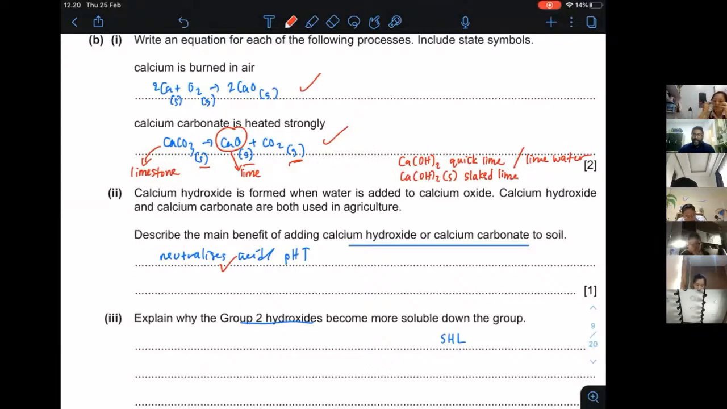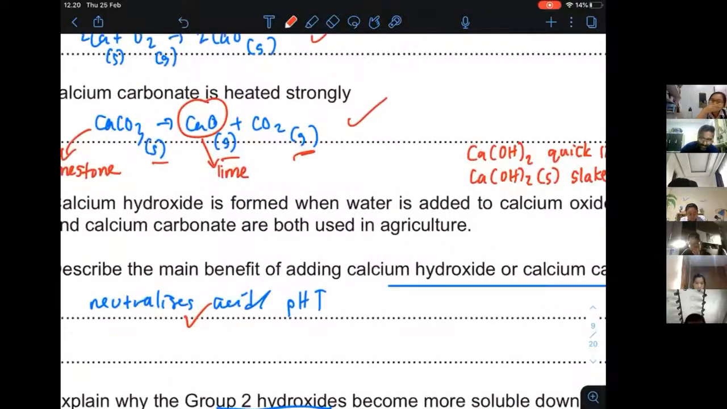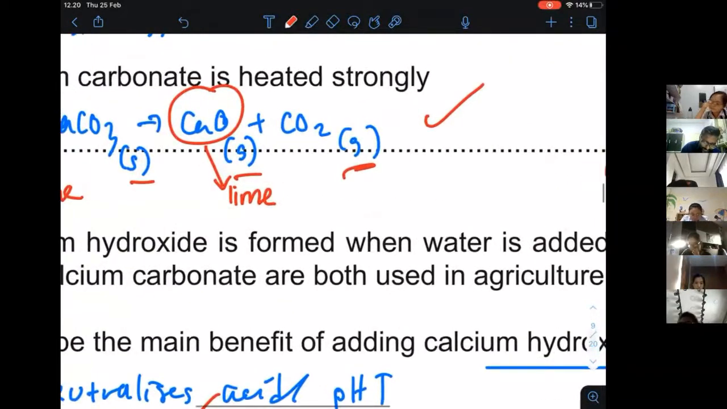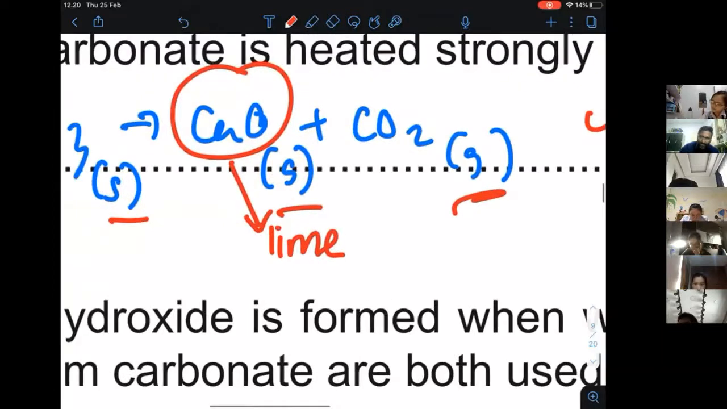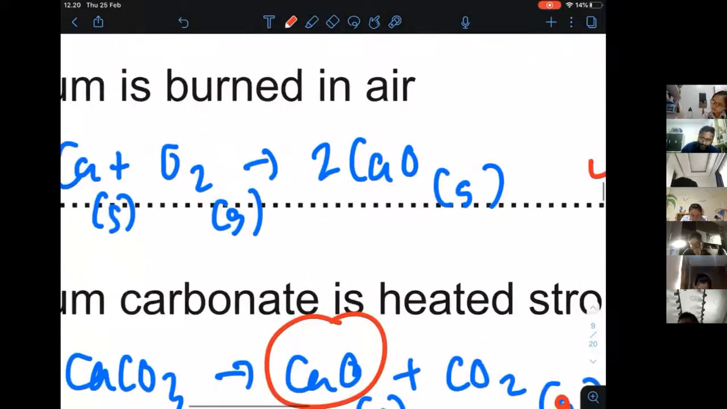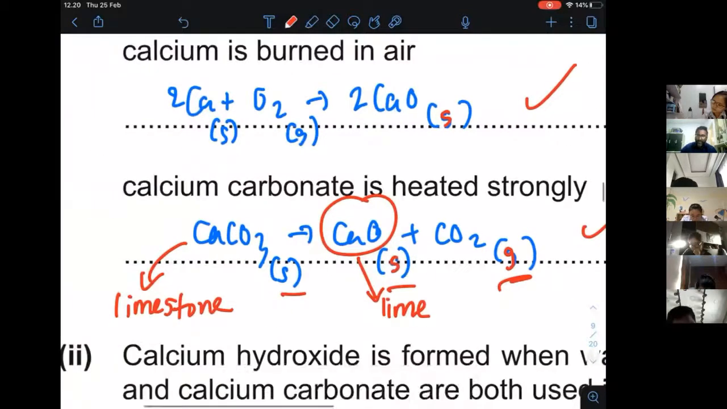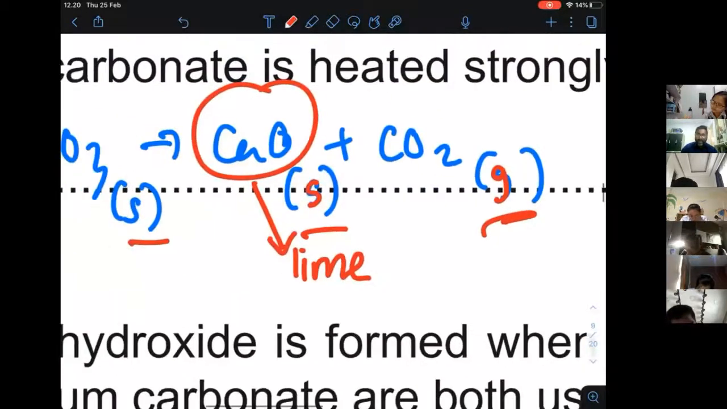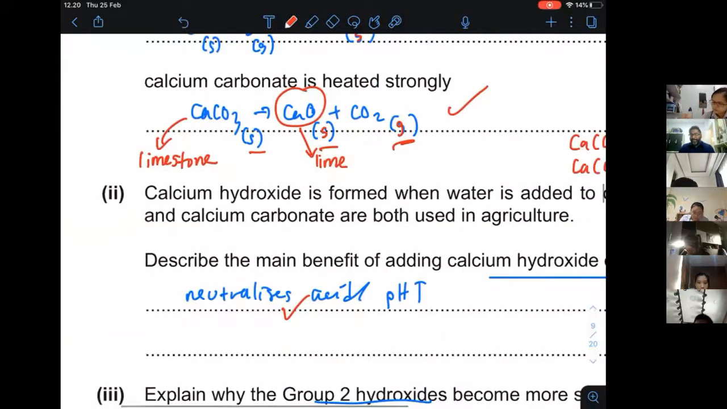Sir, isn't the calcium oxide supposed to be in solid state? It is solid. Carbon dioxide is a gas. Calcium oxide is always solid. Another way to remember: all group 2 oxides are white solids. You can just remember that.